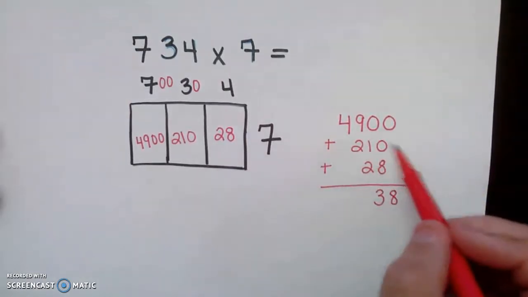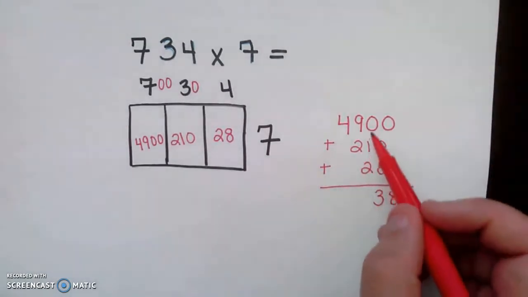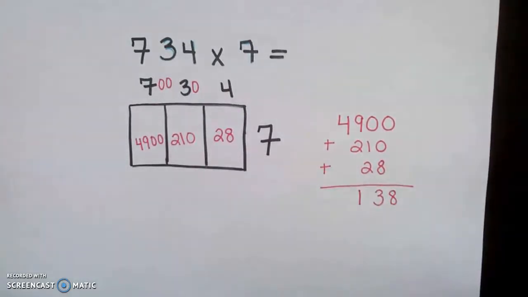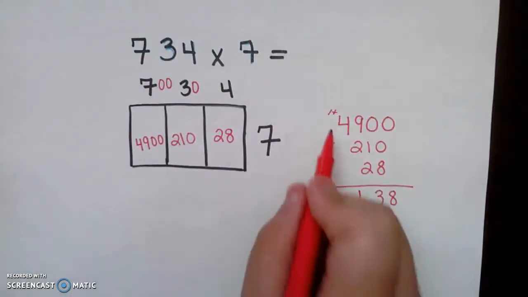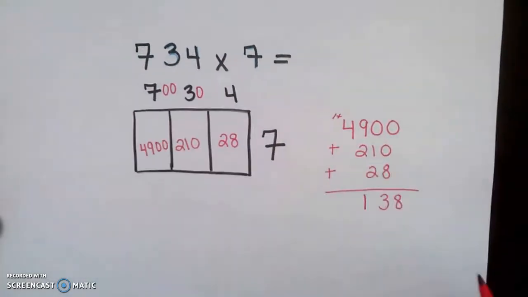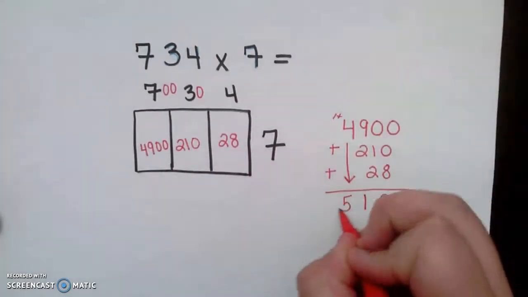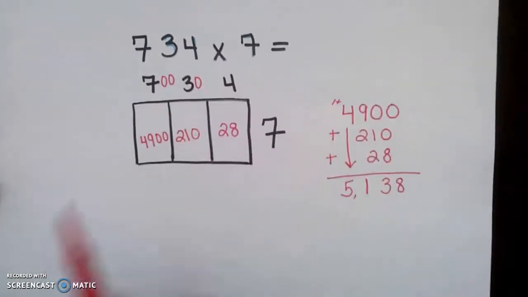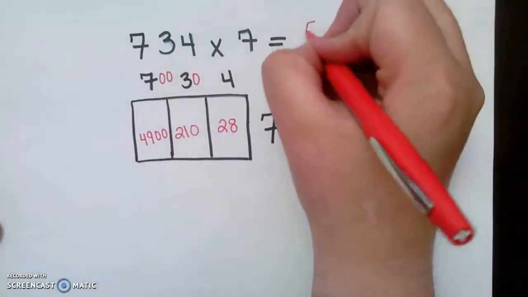Over here it gets a little trickier because we have got a 9 plus 2. So we are going to have to do some regrouping. So we know that 9 plus 2 is 11. We're going to give one of our 1s over here, and we're going to add that over there. Okay? So our 1 plus 4 is now equal to a 5. We're going to drop that down. We're going to make 5,138. So 734 times 7 is 5,138.